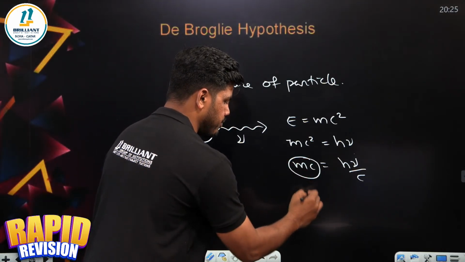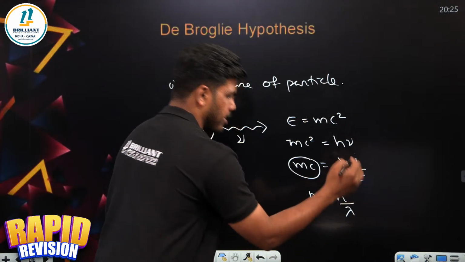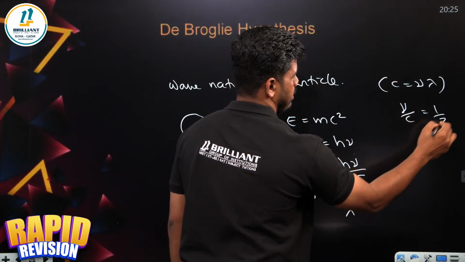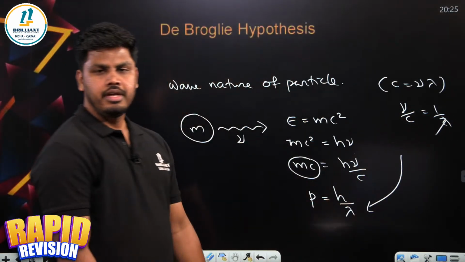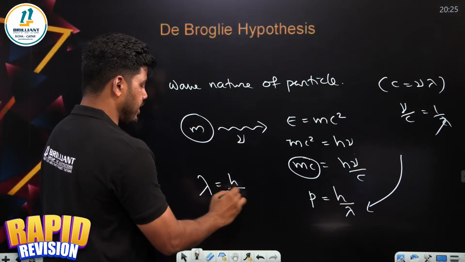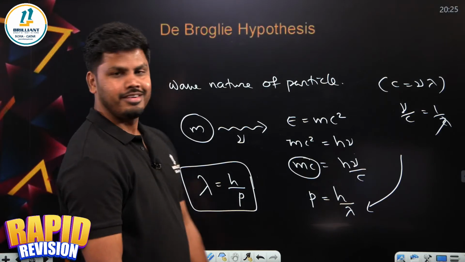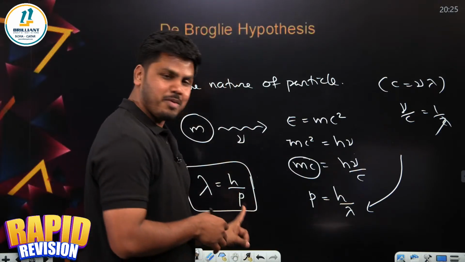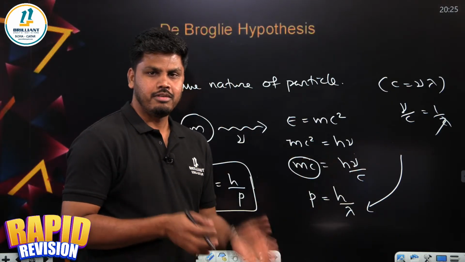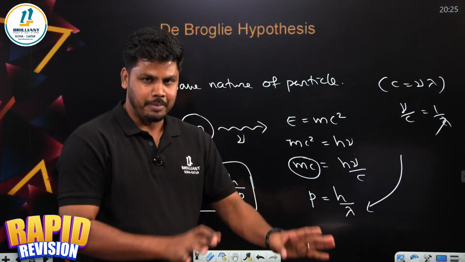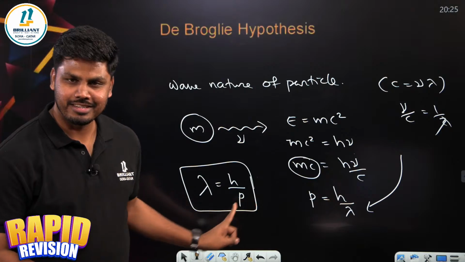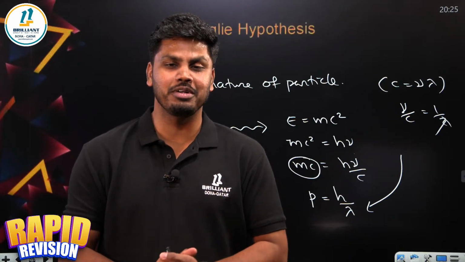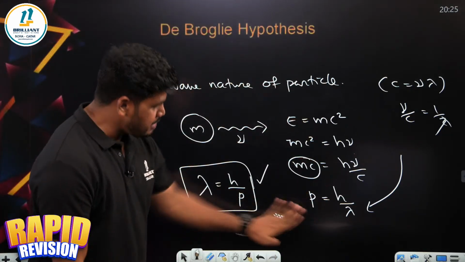He kept mc here, h nu by c, taking one c to the other side. Mc is mass into velocity, which is momentum, and h by lambda, because we have c equal to nu lambda, right? Nu by c is equal to 1 by lambda. And in this equation, lambda is equal to h by p. This man beautifully connected two important properties. Lambda is a property of a wave. Wavelength is a property of a wave. Momentum is the property of a particle, right? Mass into velocity. We cannot usually imagine momentum for a wave, right? So lambda and p, he connected very beautifully. So it was not just an imagination. He had some mathematical proof, but he couldn't prove it experimentally. Someone else did it. Okay, this was de Broglie's hypothesis.